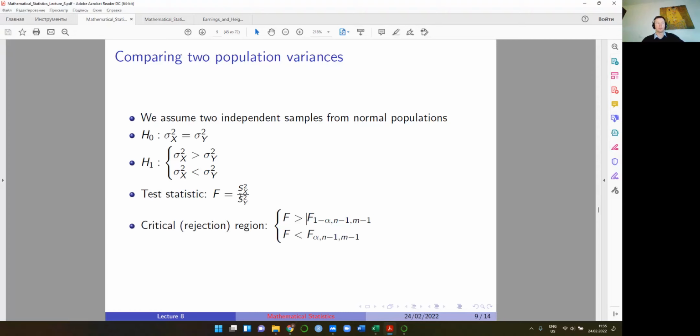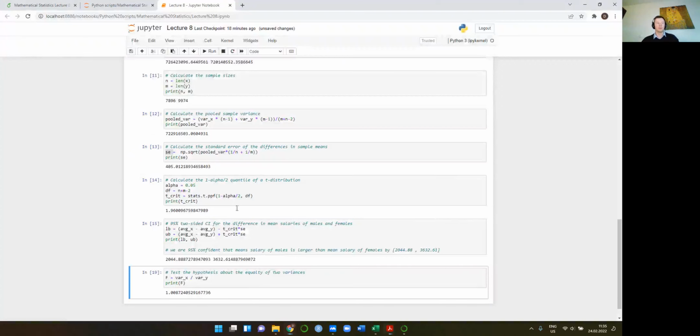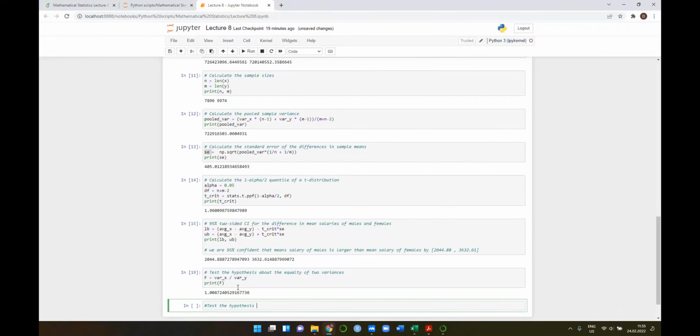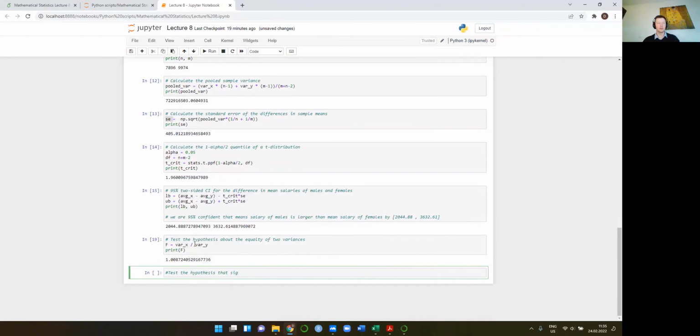But we need to understand what the direction is. Either we are taking the upper quantile or the lower quantile. Well, if we see that s squared x is greater than s squared y, and the F value is greater than 1, we probably test the hypothesis that sigma x is larger than sigma y, because we know that s of x is larger than s of y.